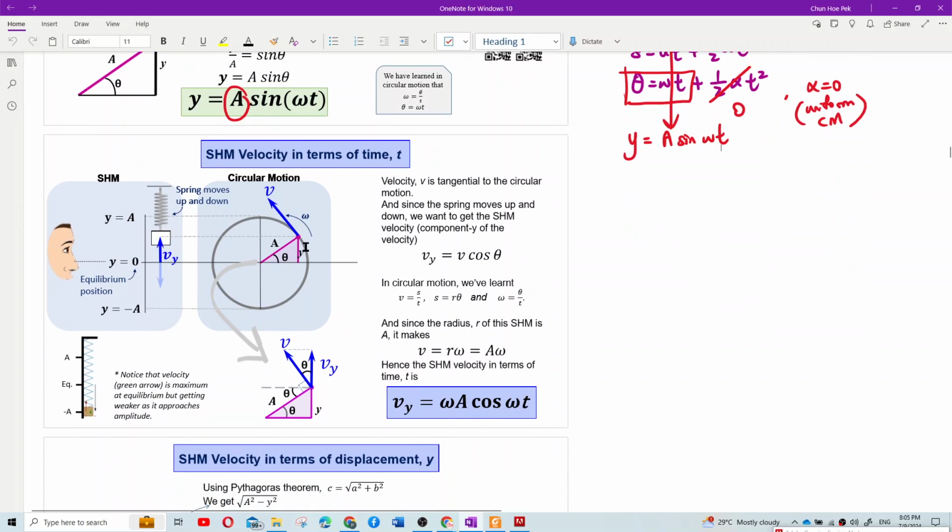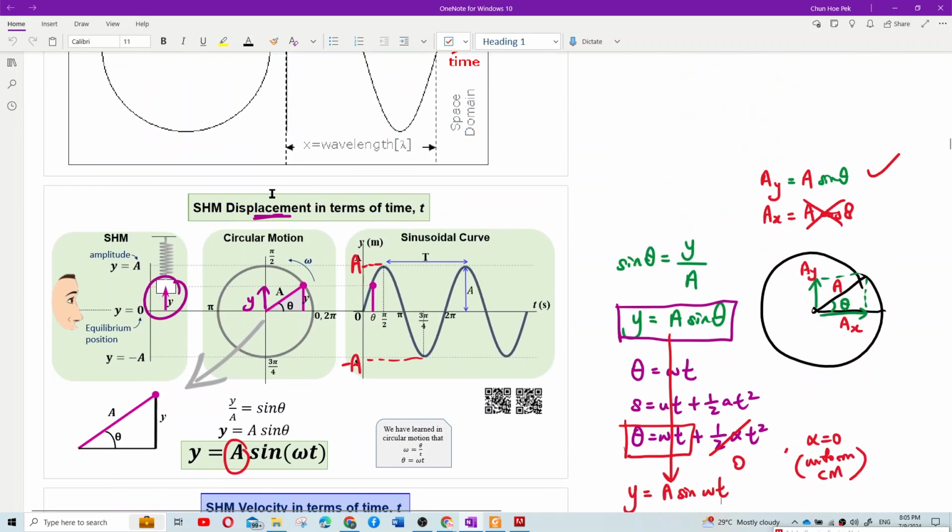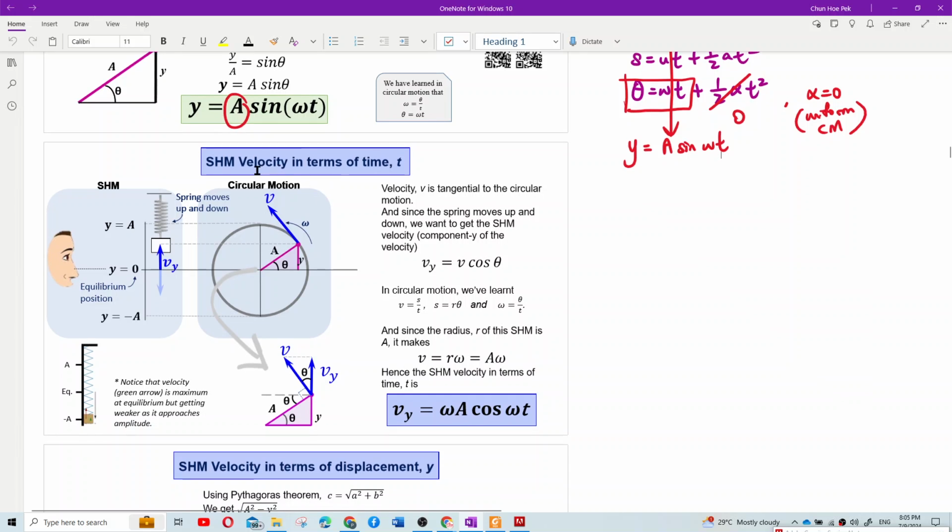How about the equation for velocity? We already got the equation for displacement. What about the equation for velocity? The velocity of this block going up and down. So what's the equation for velocity? For the y component velocity, we use the tangential velocity. Remember the tangential velocity? V equal to R omega. The formula is V equal to R omega.